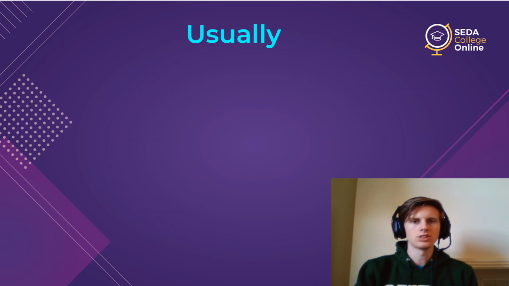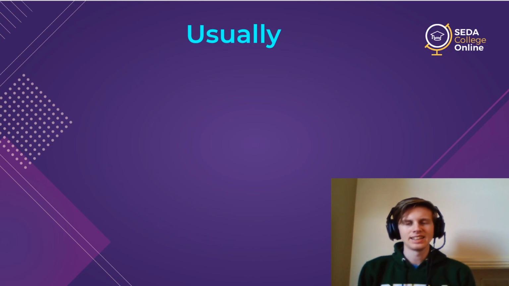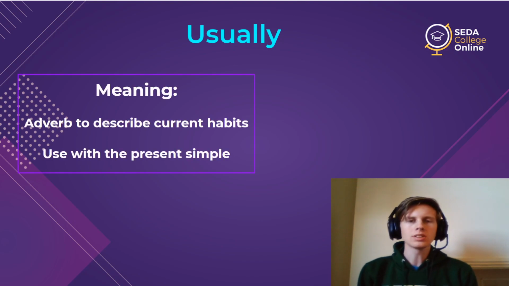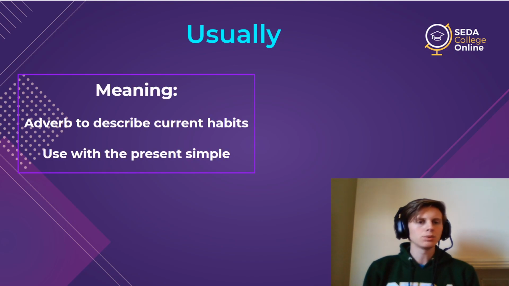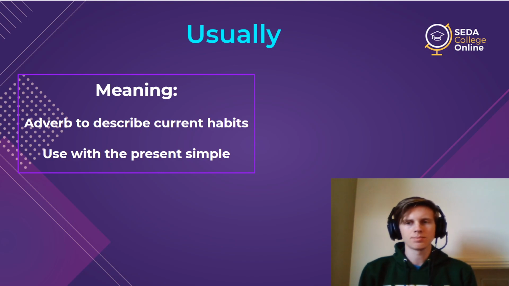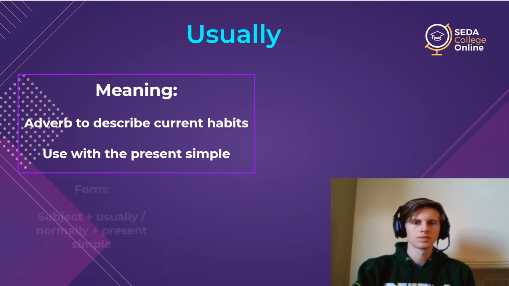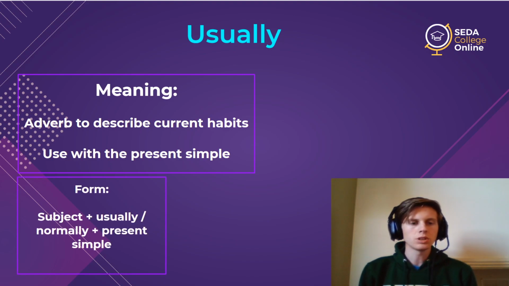Okay, so I'm going to start with usually, because I think it is the easiest one to use here. So usually is actually just an adverb, and we use it to describe current habits, things that happen every day, or things that are very common, and we always use it with the present simple tense. So to make it, we just put usually after the subject, but before the verb. So subject, usually, present simple.